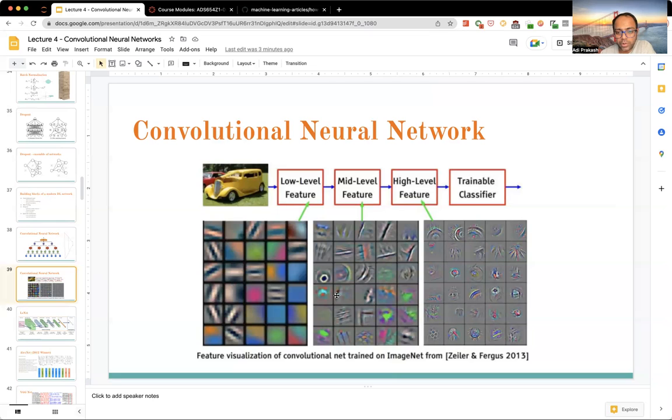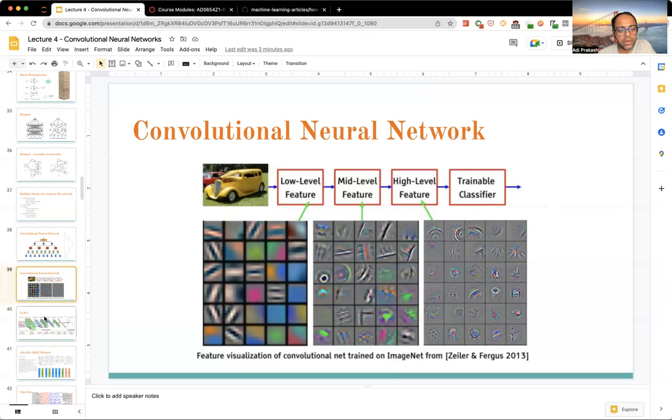But again, remember, this is purely coincidental. We didn't design it like this, but it turns out that is what the layers learn. So the idea is that each layer is abstracting away the information to higher semantics. And by the end, you have learned what a car looks like, or what a bird looks like, or the features that make it a bird.